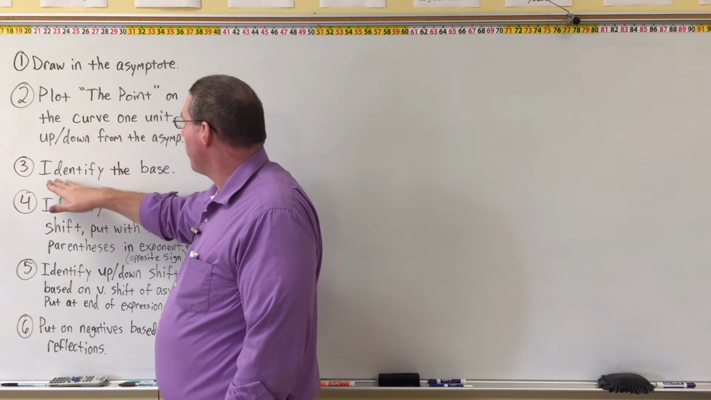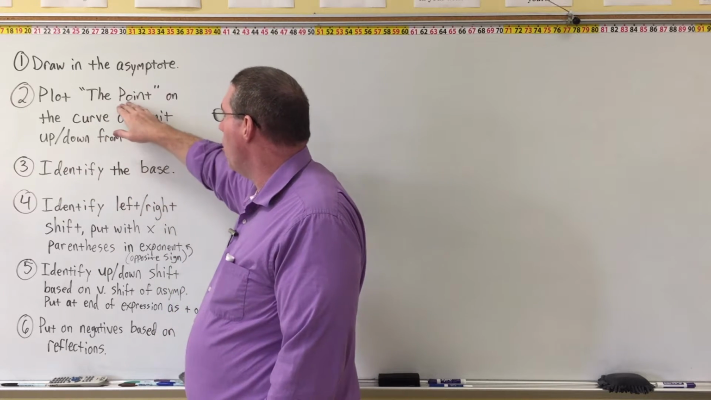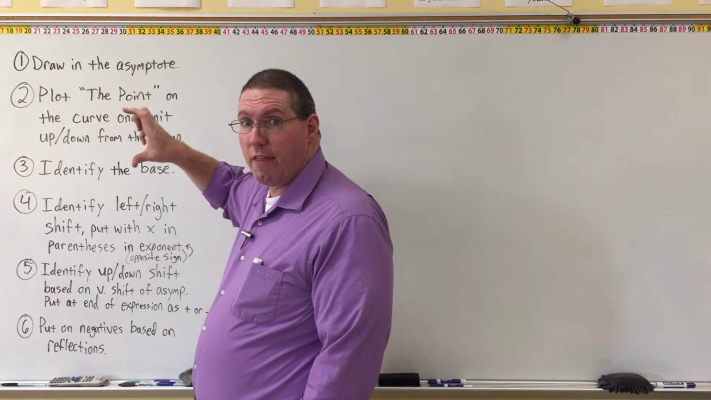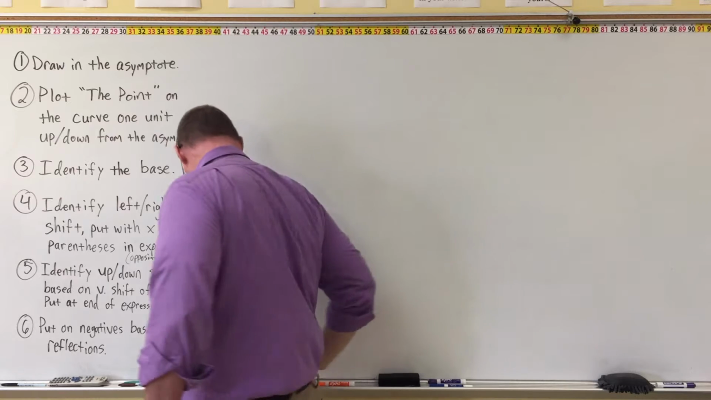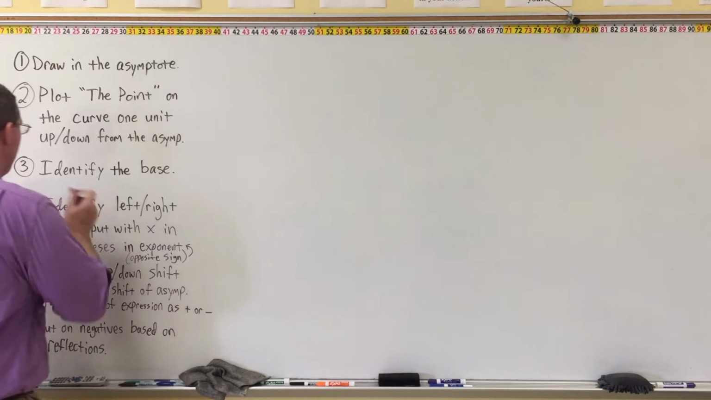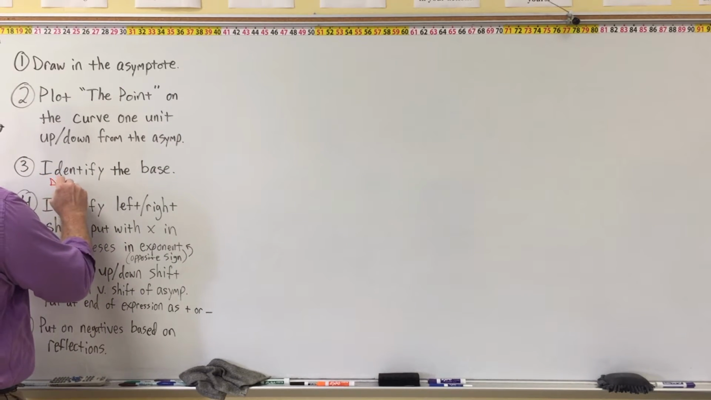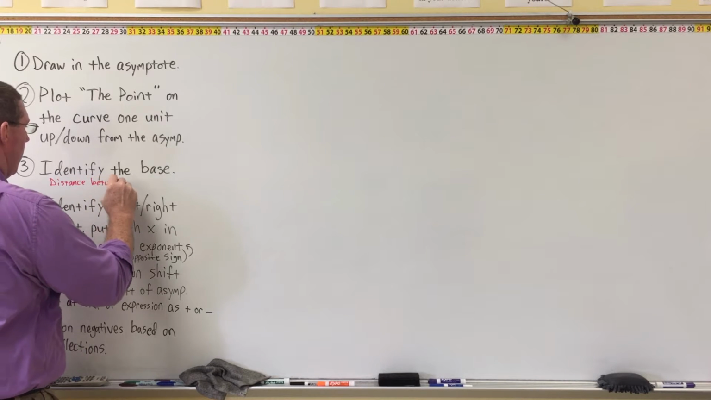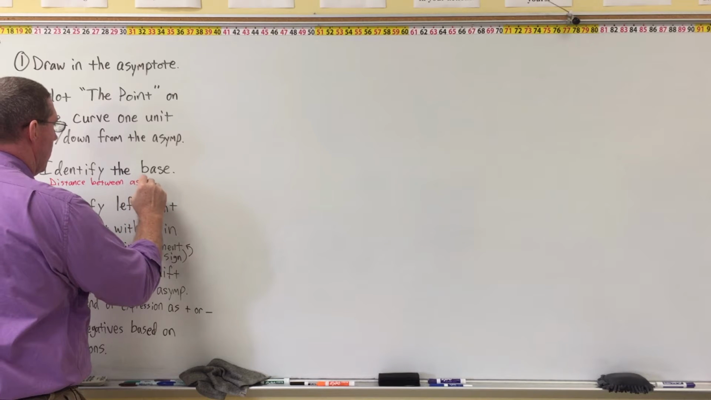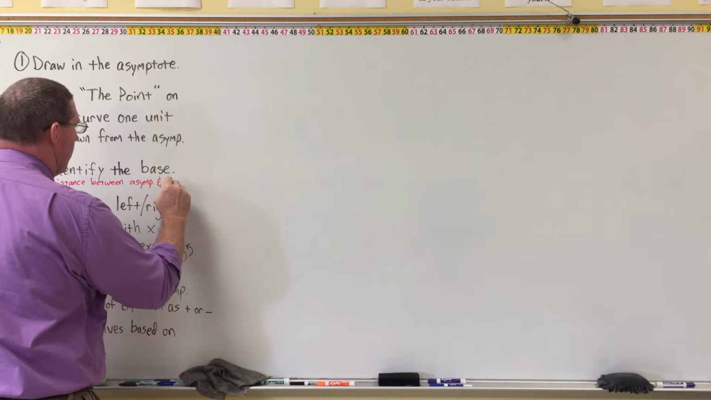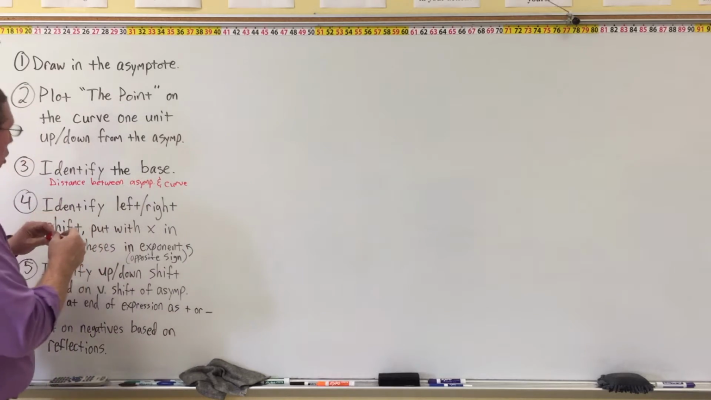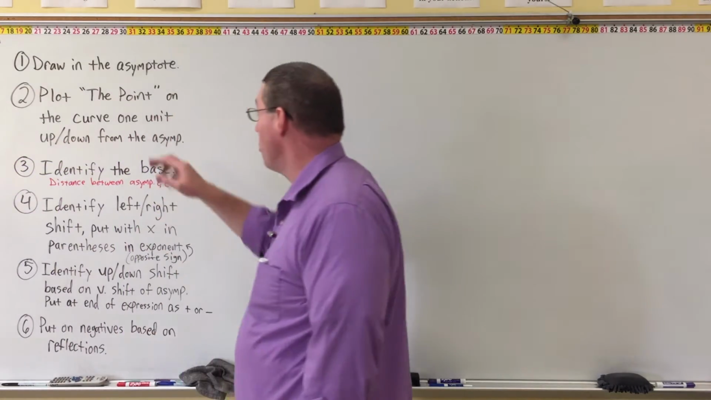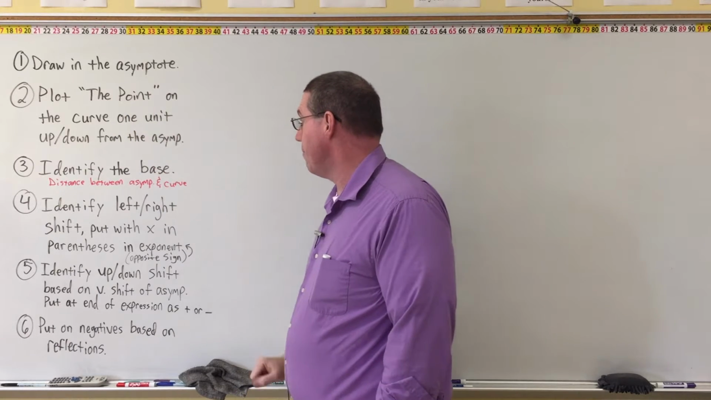Then, from the point, you're going to identify the base. Remember, you have to go 1 unit over from the point to where you're between the asymptote and the curve, and then you have to measure the distance. That's what I'm going to write right here. The distance between the asymptote and the curve, 1 unit over from the point. Sideways, 1 unit sideways from the point, okay?